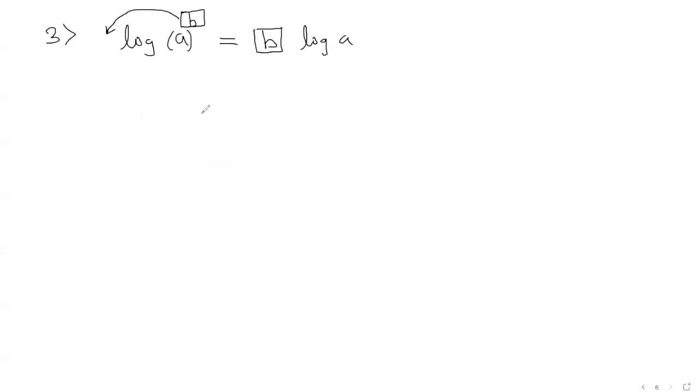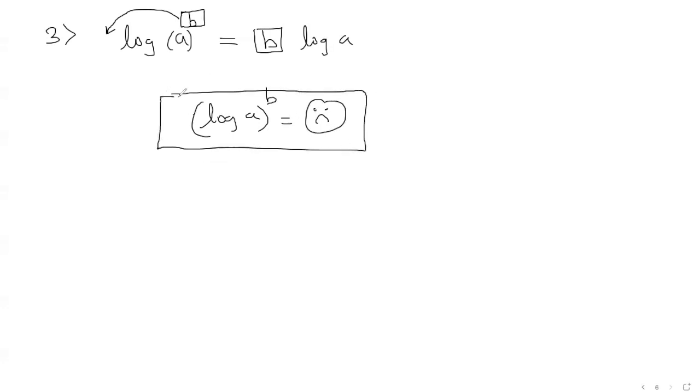So keep in mind that this index can be written here, and that's very useful. We use it a lot. Now, what cannot work is if you have log A, the whole thing, to the power B. There is no property for this. Keep this in mind. Don't make this mistake. The property is for log A to the power B, not the whole thing to the power B.